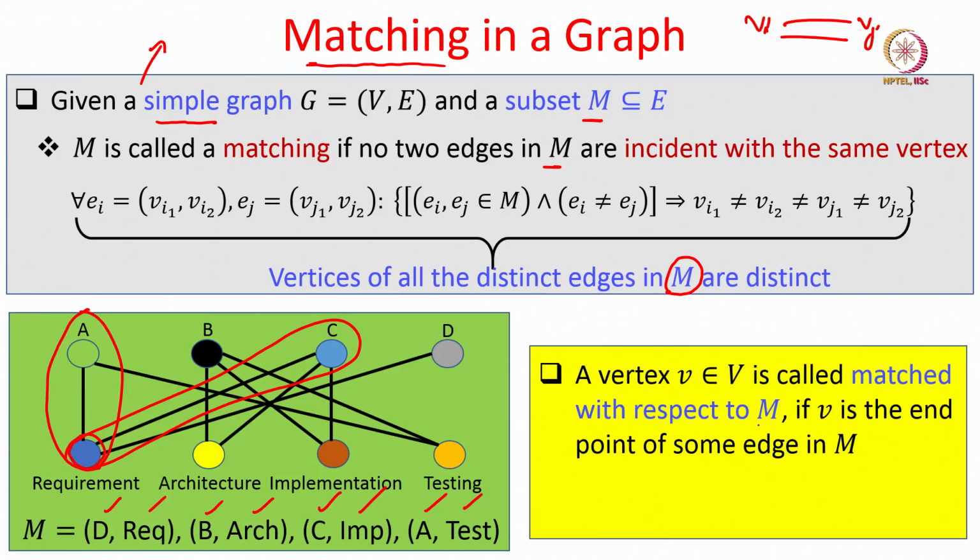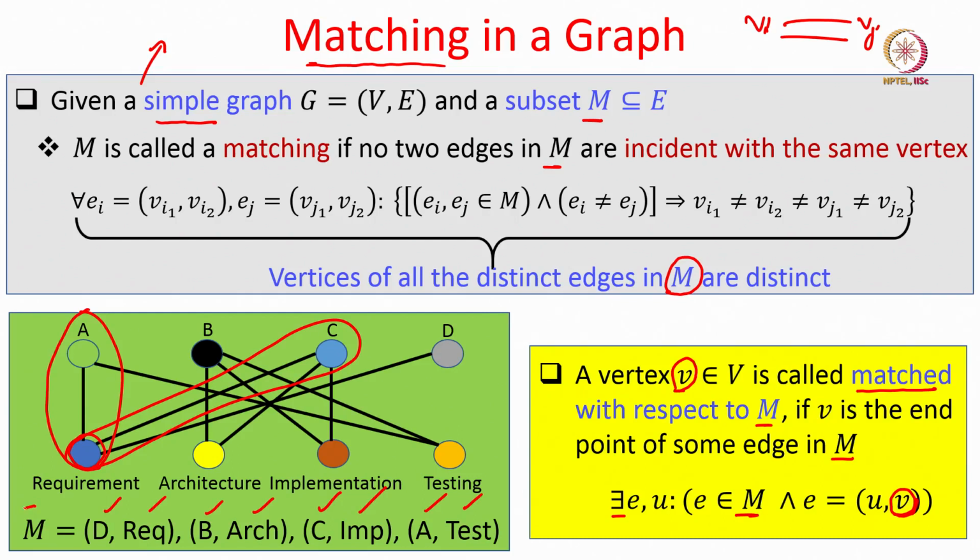Now, if you are given a matching, then with respect to that matching, a vertex in the graph is called matched if it is the endpoint of some edge in that matching. Namely, there should exist some edge present in that matching such that one of the endpoints of that edge is the node V. If such an edge E exists, then we say that the vertex V is matched, otherwise we say that the vertex V is not matched.